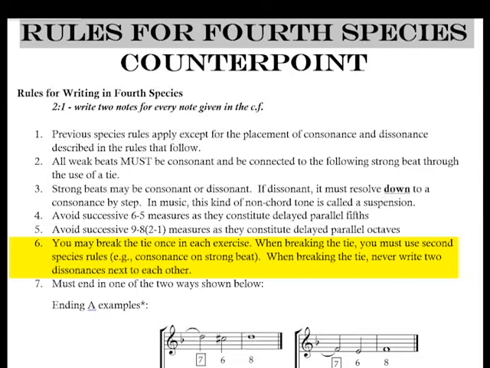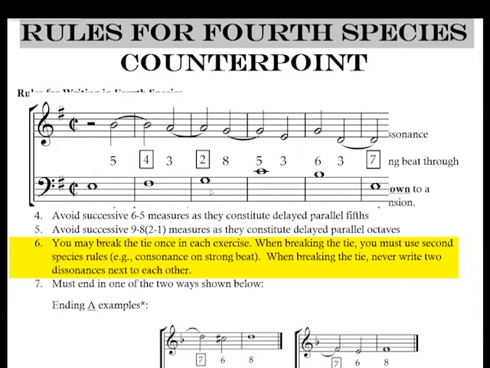Rule number 6 is a gift to all counterpoint students. When you write fourth species counterpoint, sometimes you feel like the exercise is writing itself, and you can find that after about 8 measures, you've written yourself into a corner, and all you did was put one note down on the page at the beginning. For this reason, we allow the student of counterpoint to break the tie one time in each exercise. You don't have to, but you have that option.